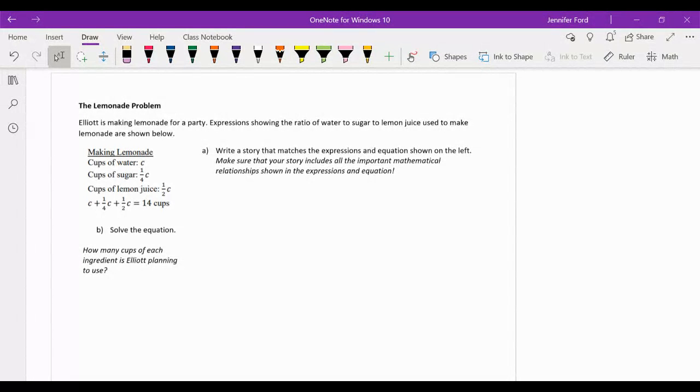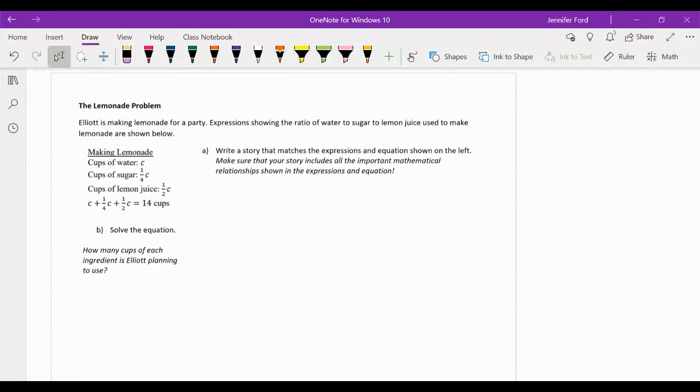Elliot is making lemonade for a party. Expressions showing the ratio of water to sugar to lemon juice used to make lemonade are shown below. If she uses C cups of water, she needs 1/4 of that amount of sugar, half of that amount of lemon juice. And if you add up the C plus 1/4 C plus half C, the total is going to be 14 cups of juice. Part A, write a story that matches the expressions and equation shown on the left.